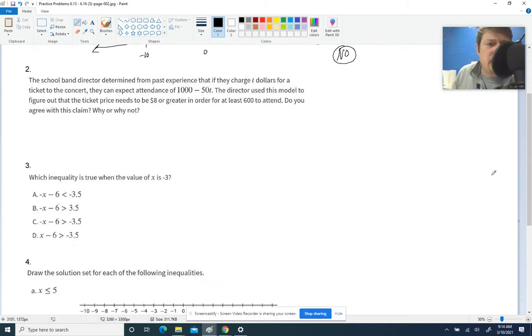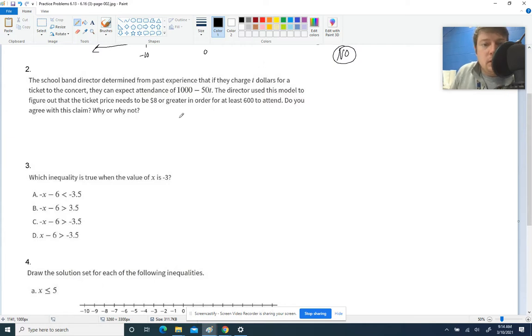All right, the school band director determined from past experience that if they charge $T for a ticket to the concert, they can expect attendance of 1,000 minus 50T. The director used this model to figure out that the ticket price needs to be $8 or greater in order for at least 600 people to attend. Do you agree with this claim? Why or why not? Okay, so they're expecting 1,000 minus 50T when they charge T dollars.